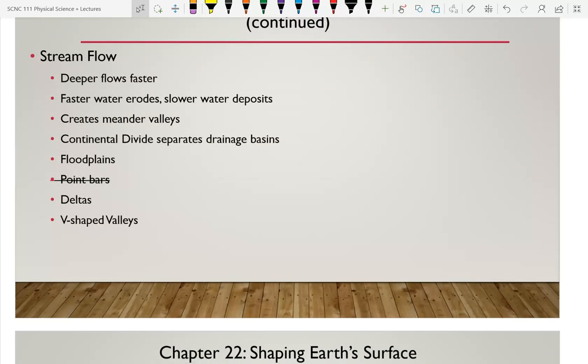We talked about streams. Water will cause erosion. You'll have more erosion where the water is traveling faster. Deeper streams, water travels faster. If you have a bend in your stream, the outside of the stream is going to be eroded. The inside of the stream is going to have slower speed, and so it's going to deposit. And so that causes your streams to change their paths over time. If you have a relatively flat region, then your stream will meander across that region, creating a meander valley or floodplain.